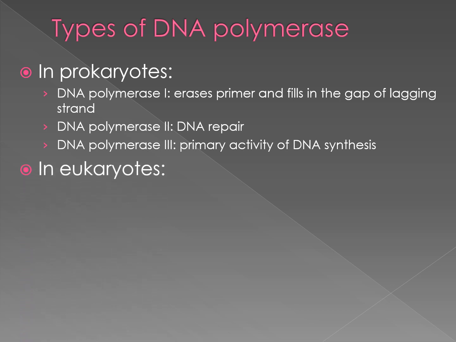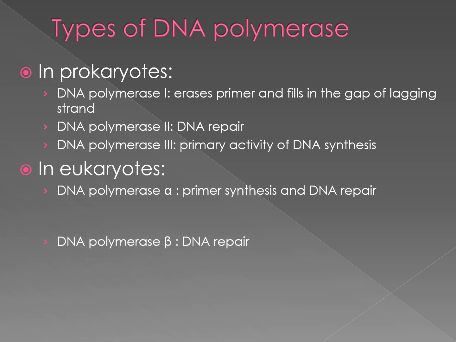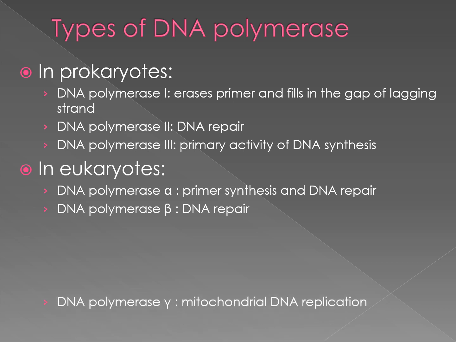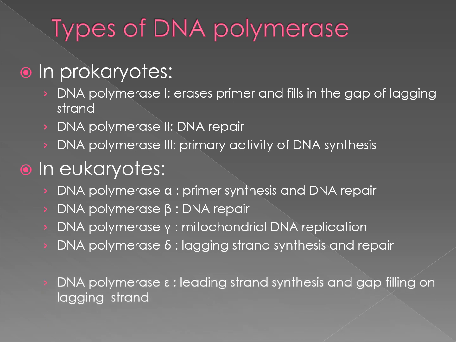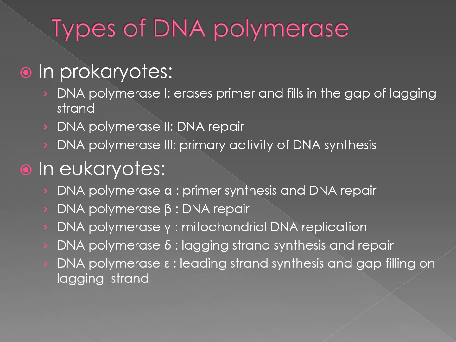In eukaryotes, there are many types of enzymes. The 5 main types are: DNA polymerase alpha performs primer synthesis and DNA repair. Polymerase beta performs DNA repair. DNA polymerase gamma performs mitochondrial DNA replication. DNA polymerase lambda performs lagging strand synthesis and repair, and DNA polymerase epsilon performs leading strand synthesis and gap filling on the lagging strand. So these are the enzymes performing various functions, ultimately leading to the polymerization of nucleotides.